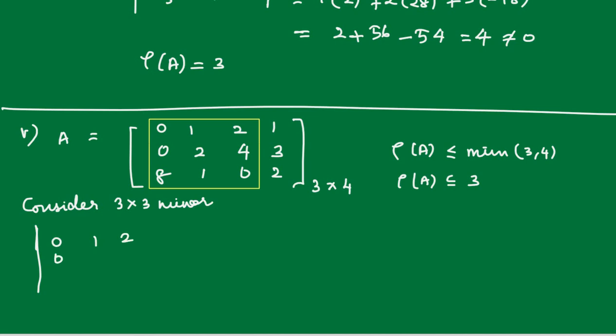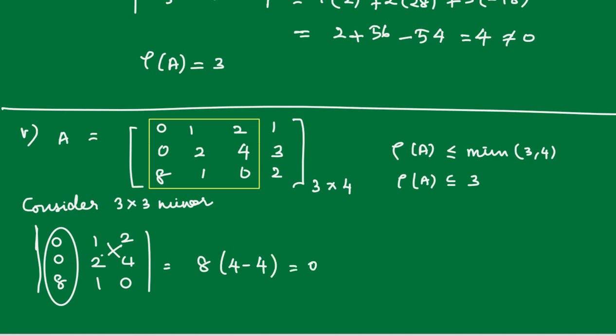Zero, 1, 2, 0, 2, 4, 8, 1, 0. Now we expand along the first column. So expanding along the first column, 8 into 4 minus 4, we get 8 into 4 minus 4 is equal to 0. So when we consider this minor, we get it is equal to 0.